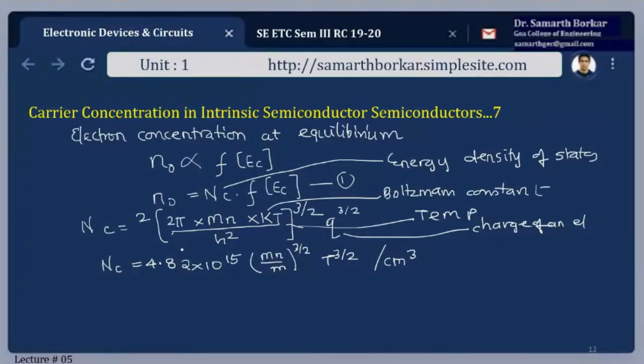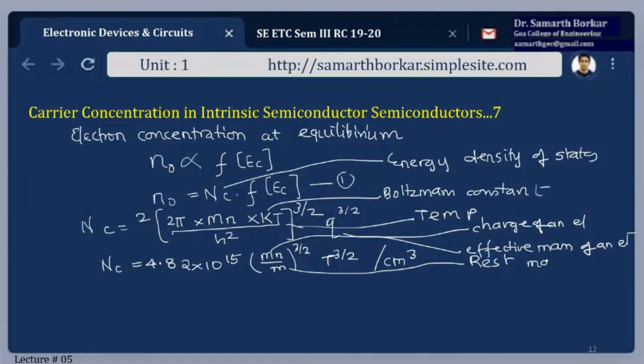Fine. Now this mn is the effective mass of an electron, and this m is the rest mass. So an electron at rest will have this mass, the rest mass of an electron. Normally these mn and m values are specified, otherwise you can take the ratio as 1. Okay, mn equals m.